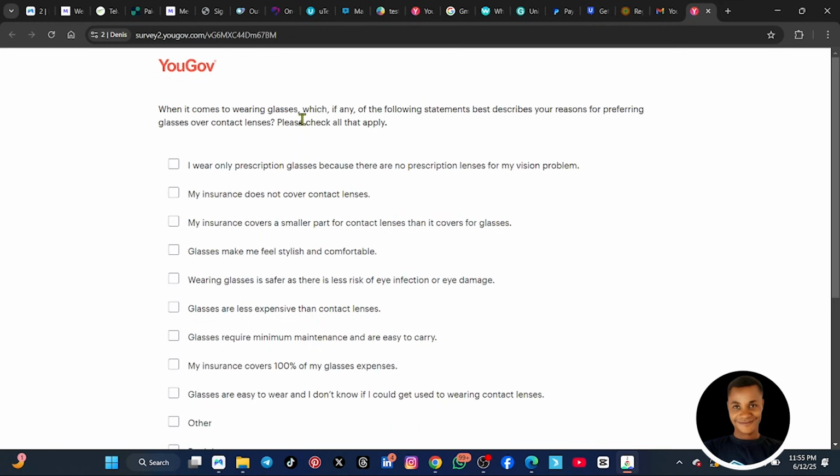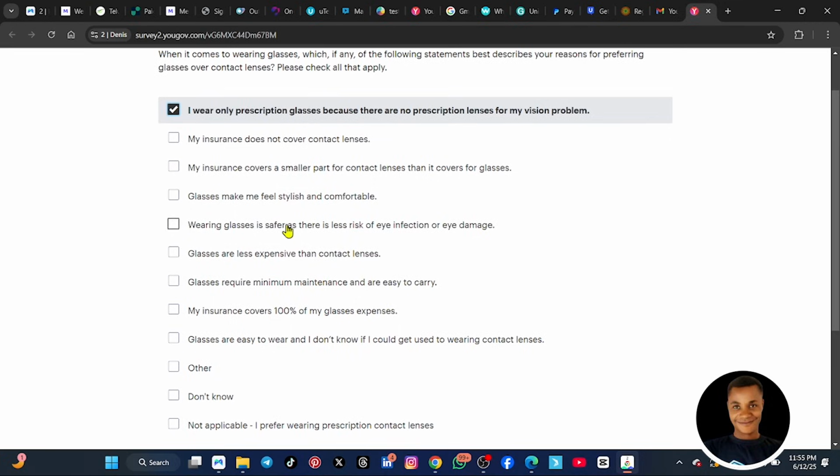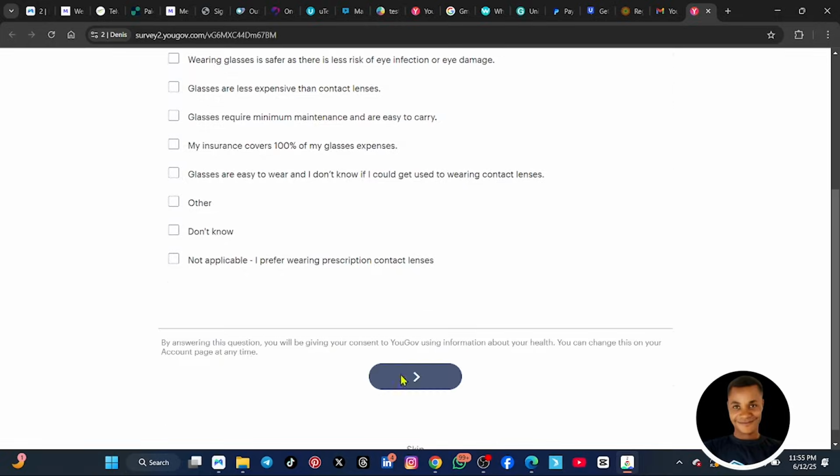Which of the following statements best describes your reasons for preferring glasses over contacts? I wear only prescription glasses because there are no prescription lenses for my vision problem. I choose this. And my insurance does not cover contacts. Glasses make me feel stylish and comfortable. Yes. So that's all. I don't want to choose a lot.